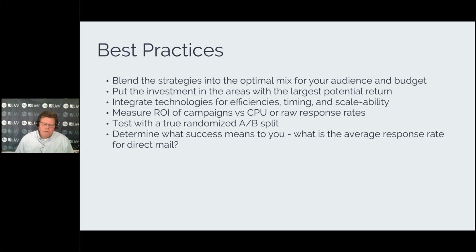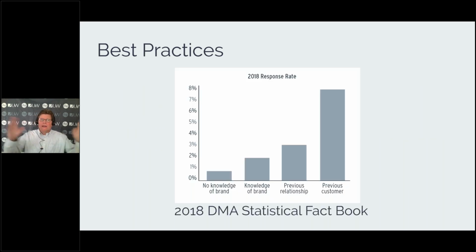Again, measure the return on investment of the campaigns, do a true randomized A/B split, and determine what success means to you. I ask this to people all the time. What is the average response rate for direct mail? People in the business usually respond 1.6%, 1.8%, somewhere under 2%, and that's actually correct. However, like all these statistics we're being exposed to every day, you have to look deeper into the numbers. This is from the 2018 DMA stat book. This is what happens to response rates when you look a little deeper.